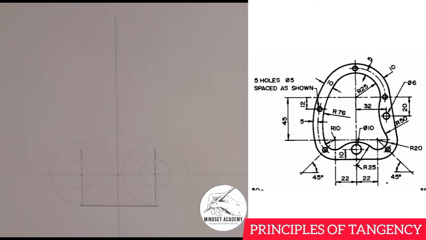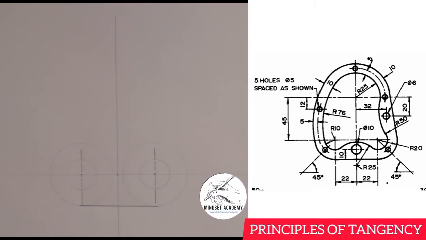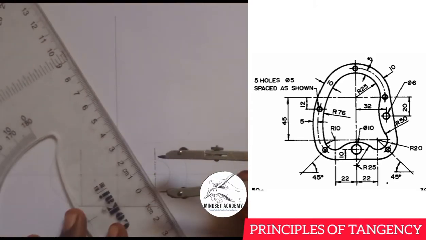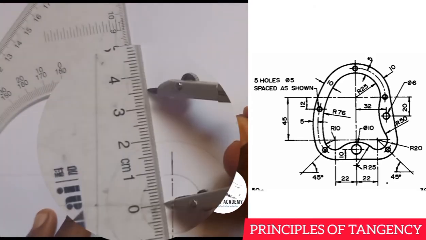So what is the radius that we have for those two circles? We have the radius of 25. So the radius of 25 plus the radius of 10 will give us 35. So I am going to take my meter rule and measure from 0 to 35. Hope you can see that.